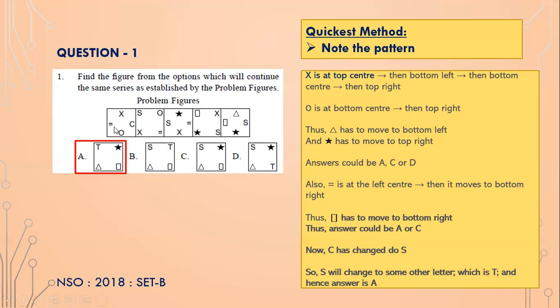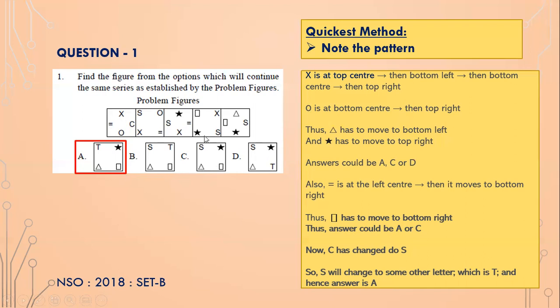Also the equal to sign, which is at the left center, goes to the bottom right. And the rectangle, which is in the same position as the equal to sign, has to go to the bottom right, isn't it? So the options could be either A or C.